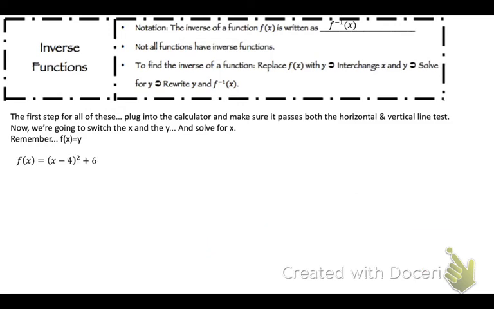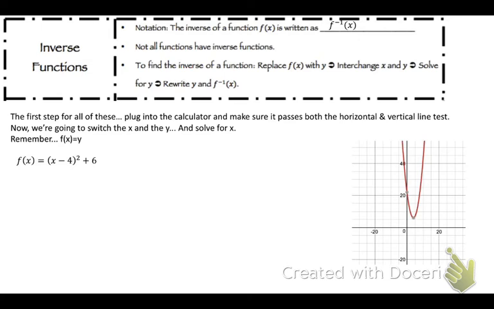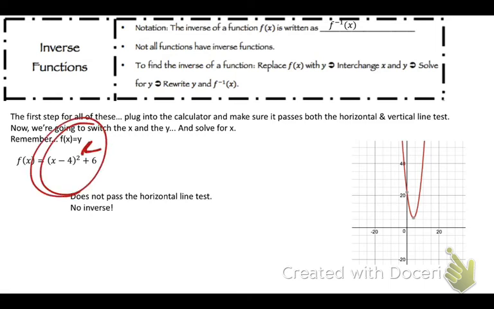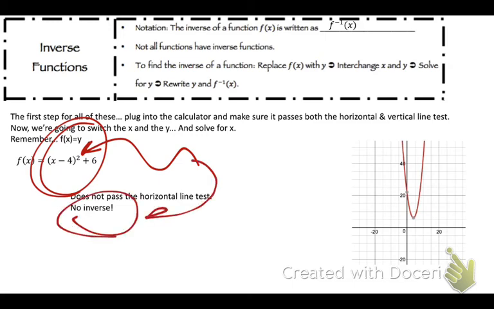Next one, plug it into your calculator, make sure it passes. This does not pass the horizontal line test, which means it does not have an inverse. Anytime you see this pesky little squared thing, it is not going to have an inverse.